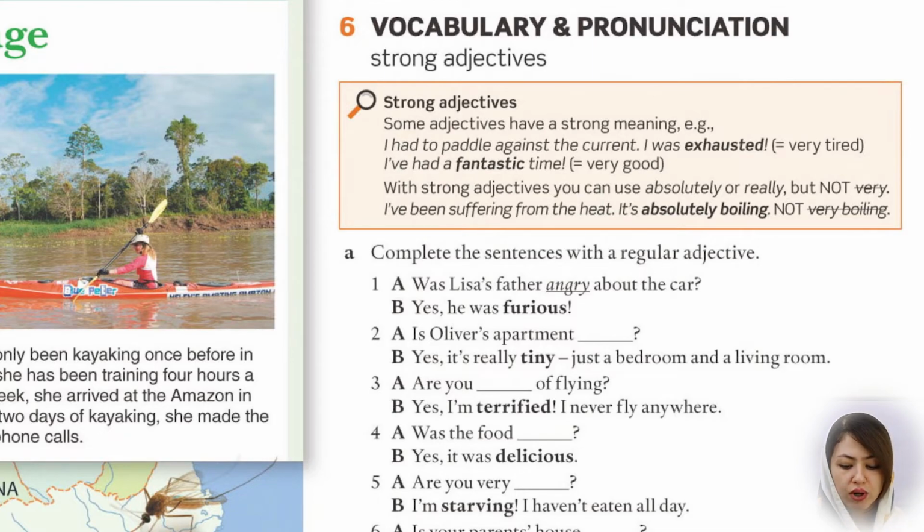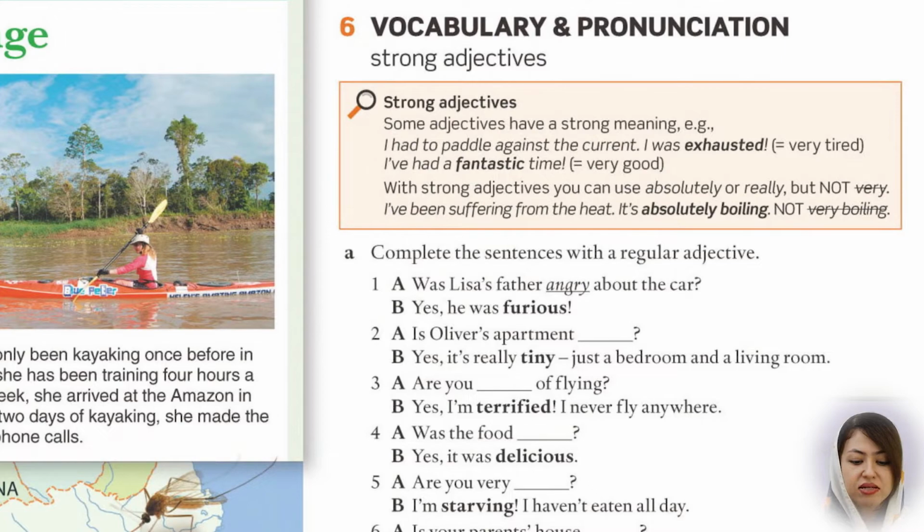Now let's go to this exercise and complete this part. Here it says, tell me the normal adjectives for these strong adjectives. Let's go to the first example. Was Lisa's father angry about the car? Yes, he was furious. Furious is the strong adjective. The normal adjective for it is angry. Furious means very angry.